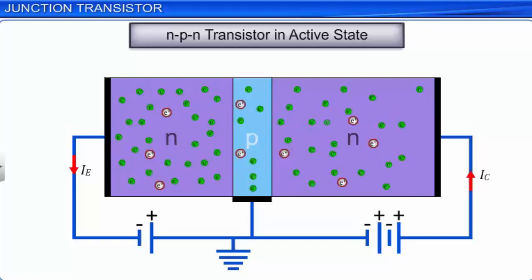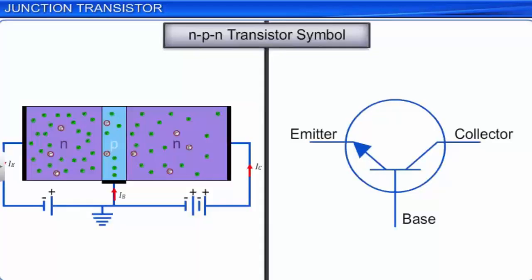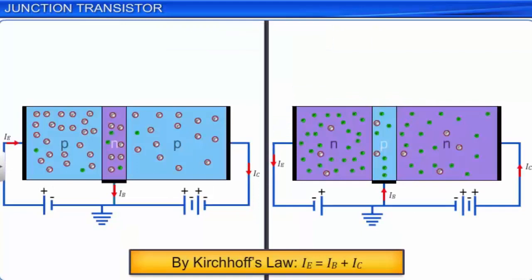As per Kirchhoff's law, in both PNP and NPN transistors, the emitter current is equal to the sum of the base current and collector current. Note that in both cases, the base current is very small compared to the emitter current. Thus, the emitter and the collector currents are nearly equal.